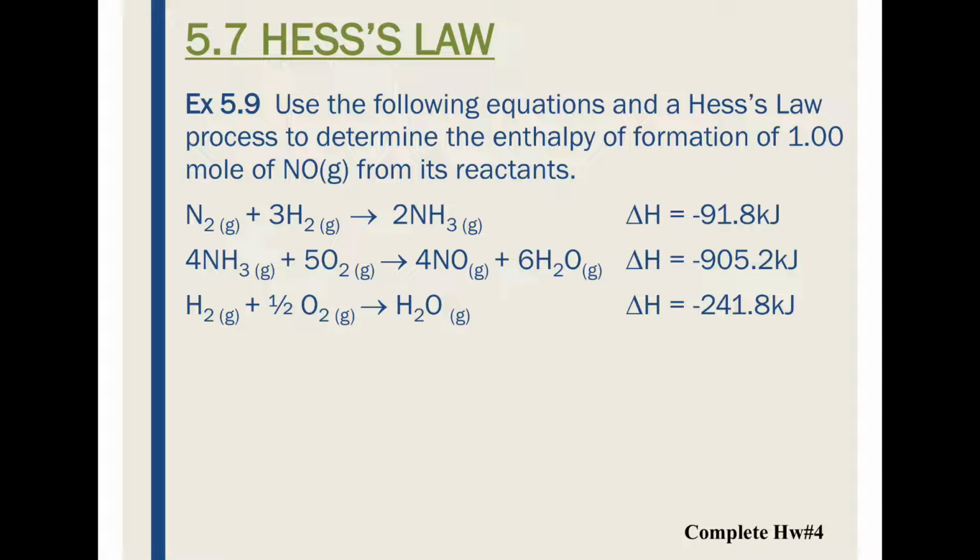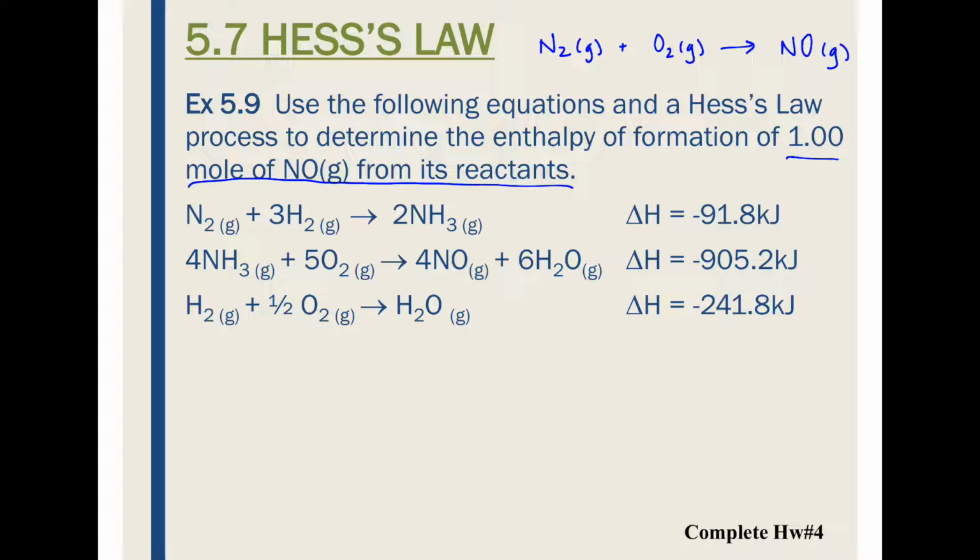All right, so in example 5.9, same idea. First thing we need to figure out is what's our desired reaction that we're trying to figure out the enthalpy for. So it says we're supposed to use Hess's law to determine the enthalpy of formation of 1 mole of nitrogen monoxide from its reactants. So once again, there are 2 reactants that our elements must be nitrogen and oxygen. Just be careful how you write them because they are both diatomic.